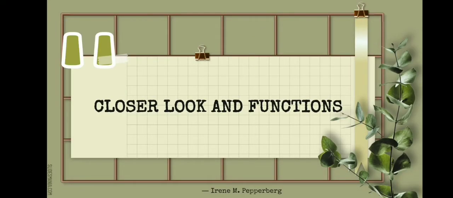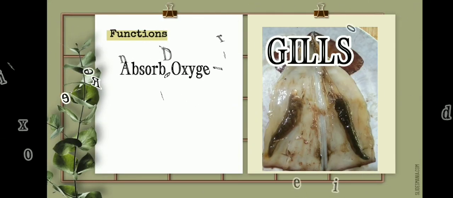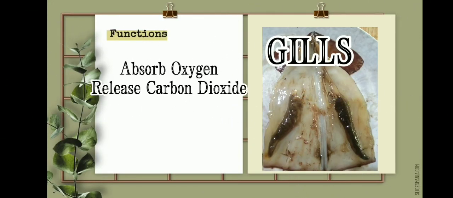So now, let me give you a closer look at the internal organs, and I'm gonna tell you their functions. Gills. These gills are responsible for respiration. They are used to absorb oxygen and get rid of carbon dioxide.